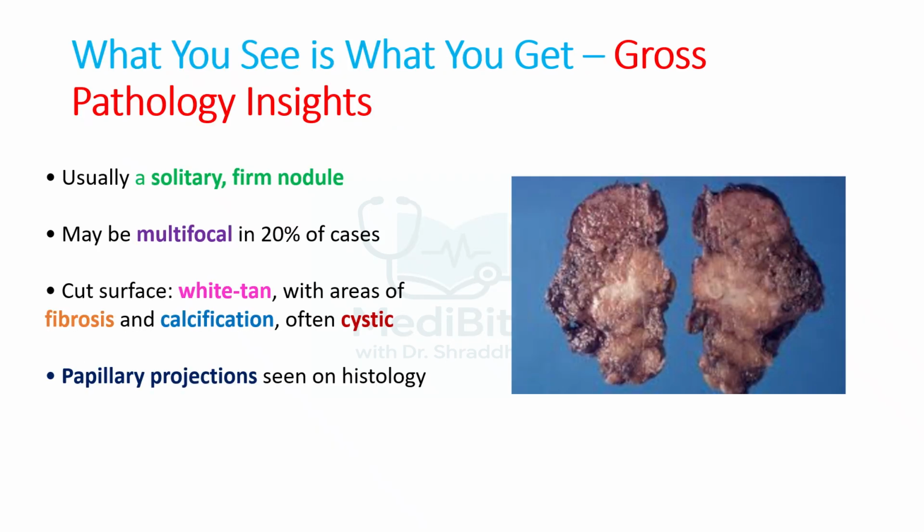When you look at PTC grossly, you will see a firm white-tan nodule in the thyroid. Sometimes it's single, sometimes it is multiple. Calcifications may also be visible, but honestly, the real picture begins when we zoom into the microscope.